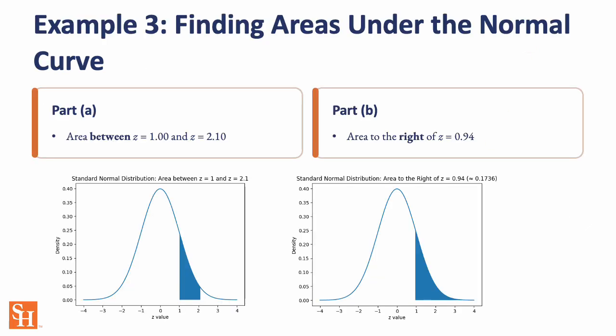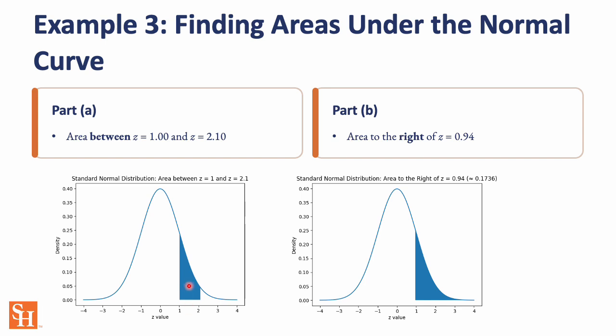Now for this question, what is the area we need to find? We need to find the area between G value 1 and 2.10. That means here we have the G value 1 and here we have say 2.1. Therefore we need to find this area, right?